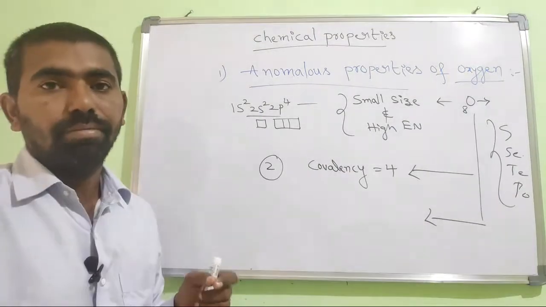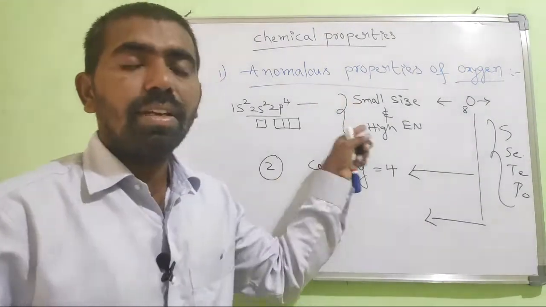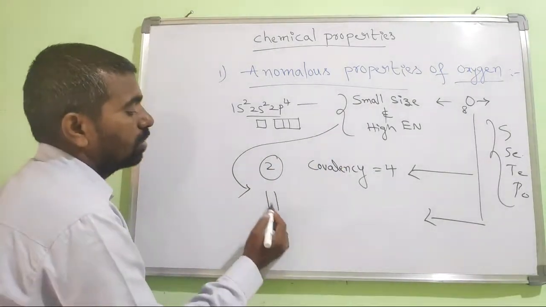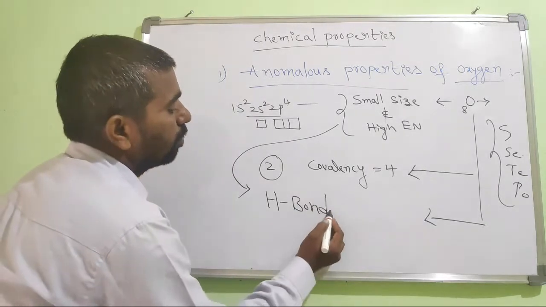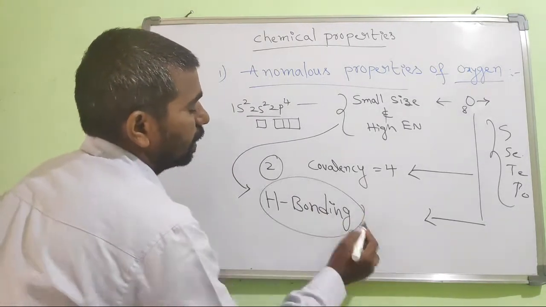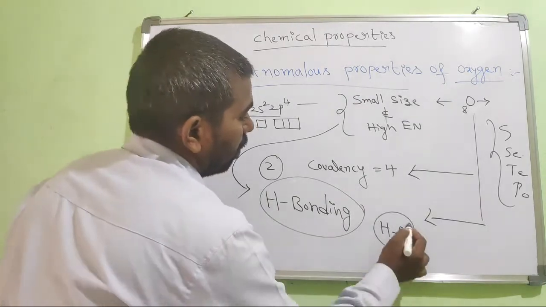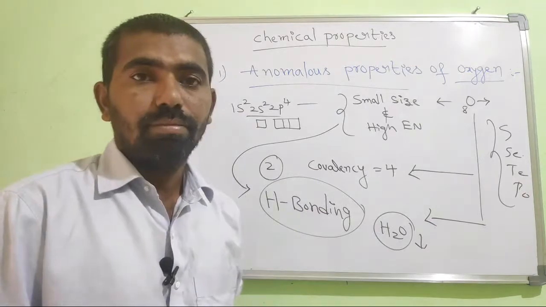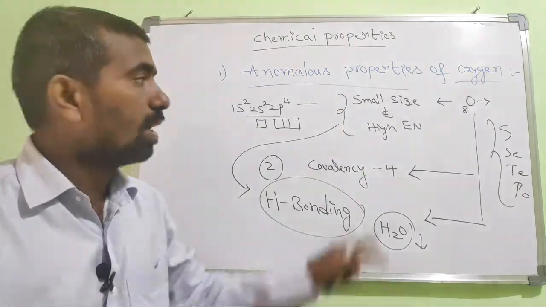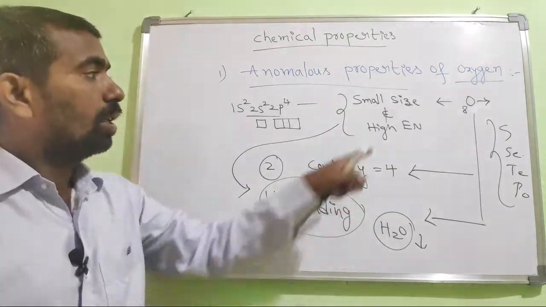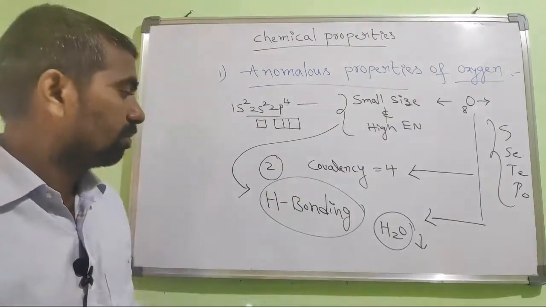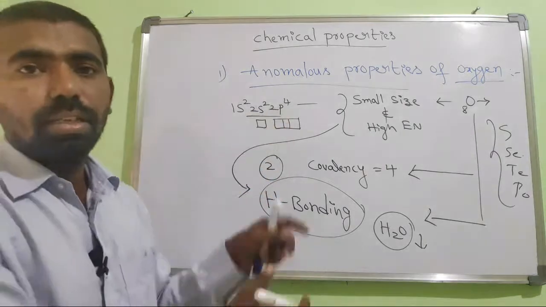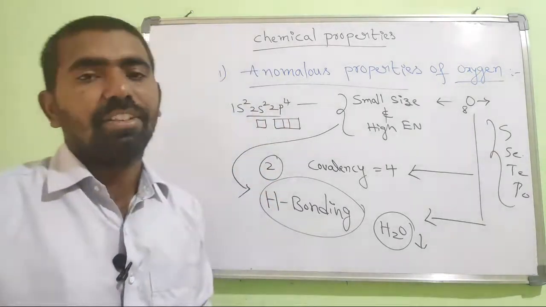And next, due to small size and high electronegativity, it forms very strong hydrogen bonding in molecules like H2O. Oxygen consists of very small size and high electronegativity. Due to those two properties, it forms very strong hydrogen bonding. So these are some of the anomalous properties of oxygen.